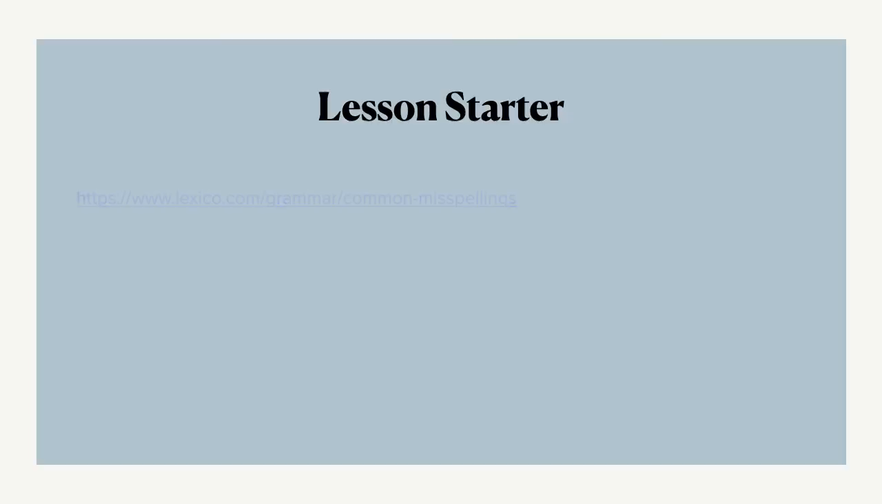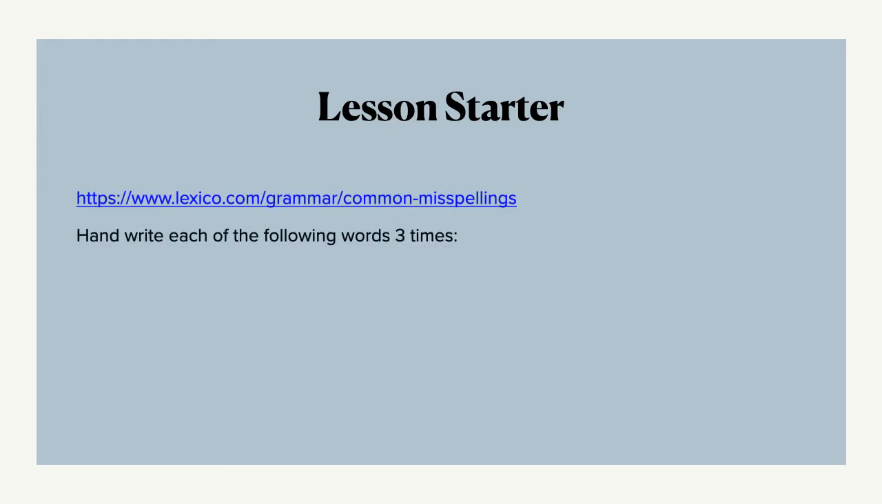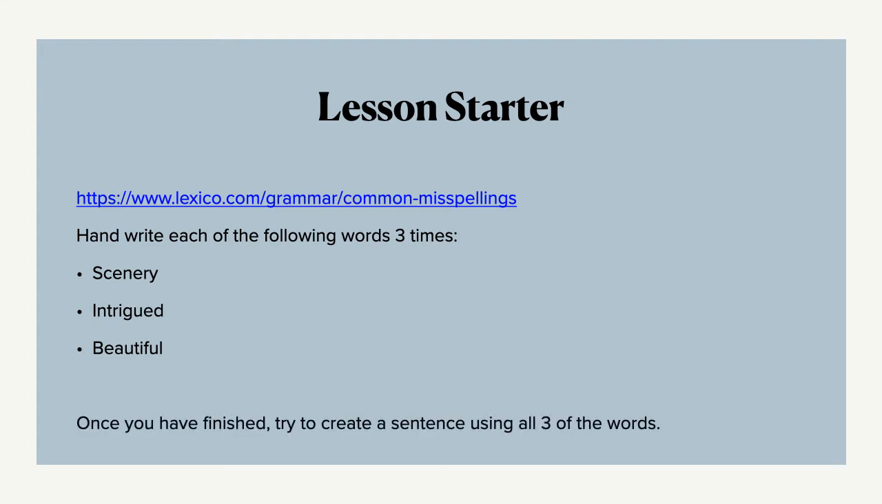So here is your lesson starter. The words that we're focusing on, write each of these 3 times in your jotter. They're scenery, intrigued, and beautiful. Once you've written them out in your jotter 3 times each, you can try to create a sentence using all 3 words. So pause the video and try that now.